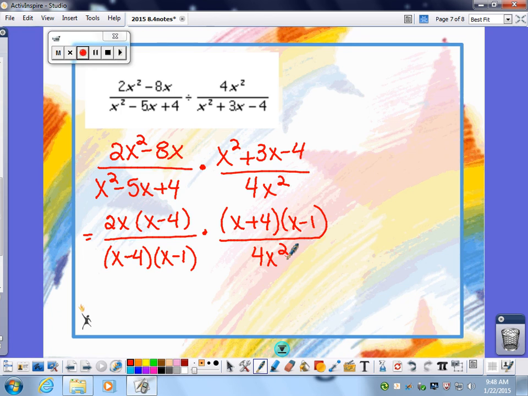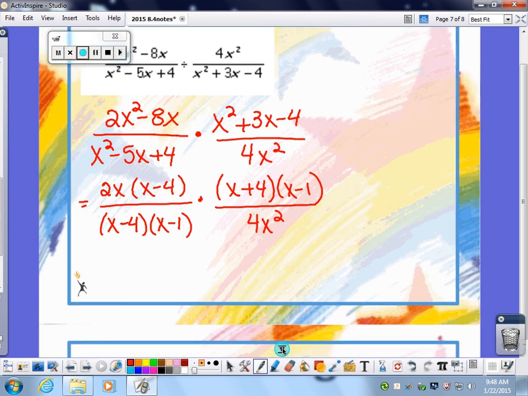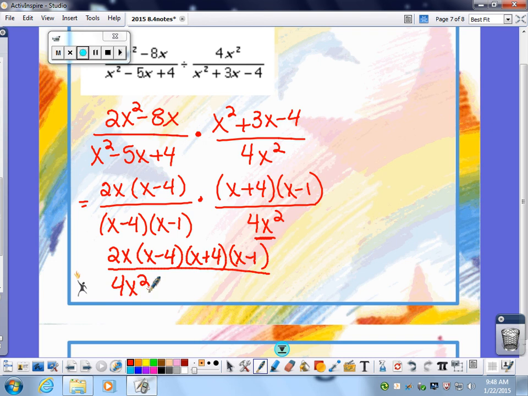Alright, let's rewrite this as a single fraction. So let's see, on the top, I've got 2x, x minus 4, x plus 4 over x minus 1. On the bottom, we typically put the coefficients and monomial things out front. So 4x squared, x minus 4, x minus 1. Alright, now I can start crossing out like binomials. So my x minus 4 and my x minus 1.